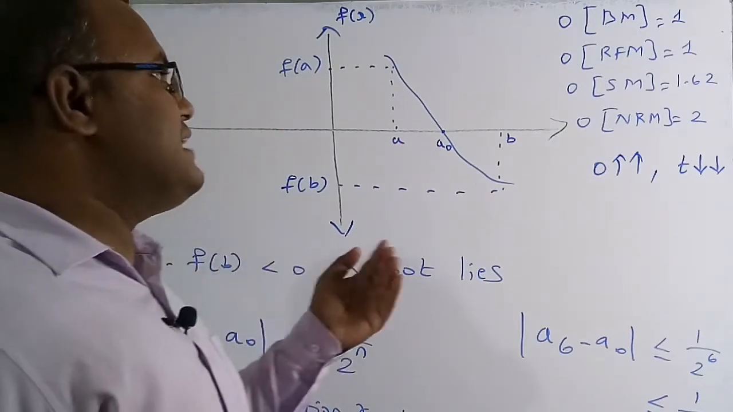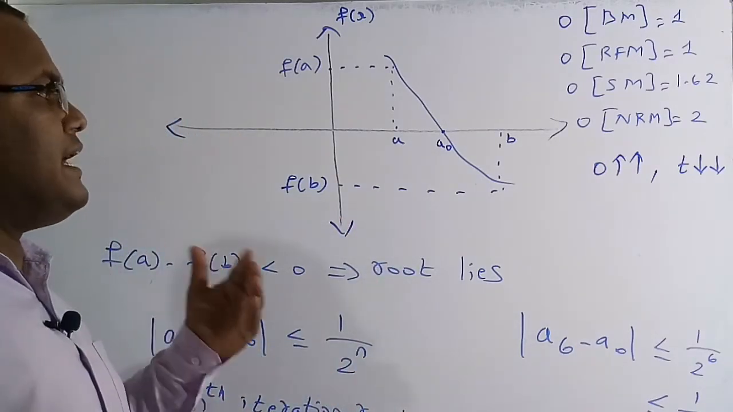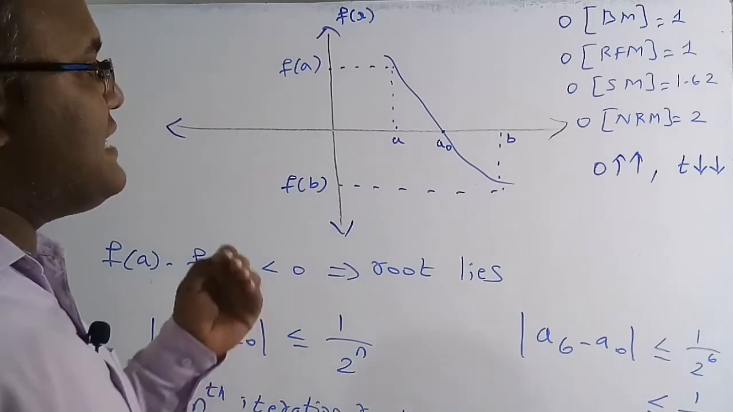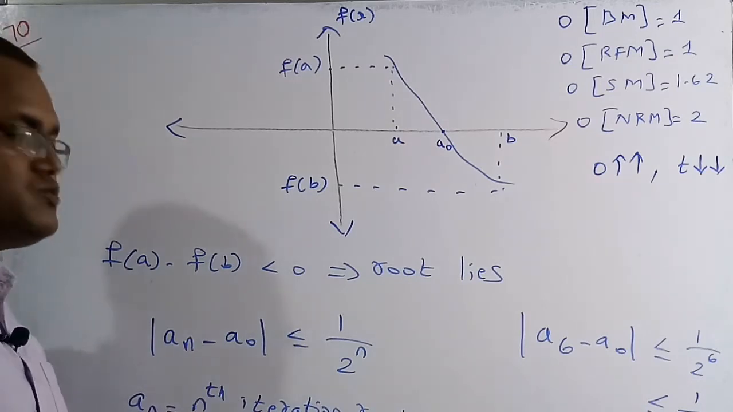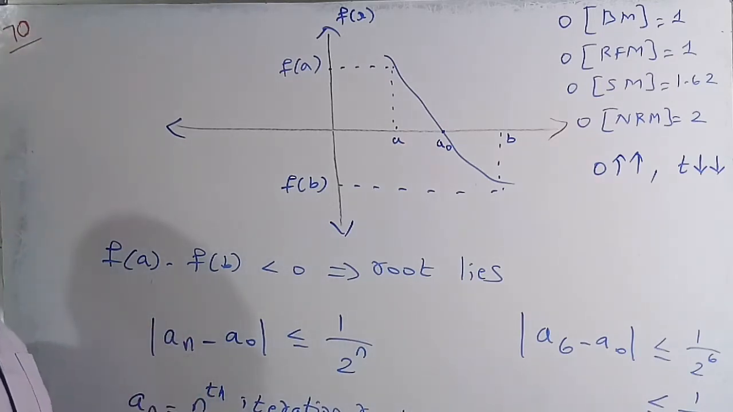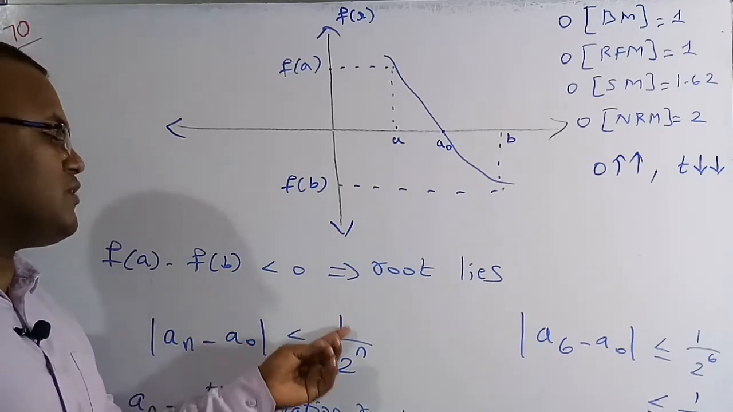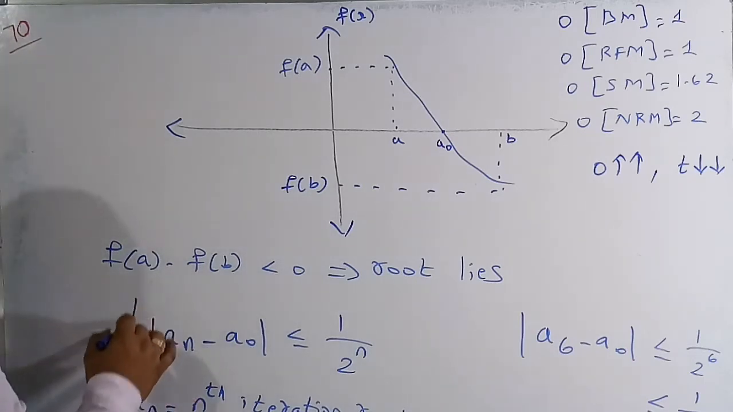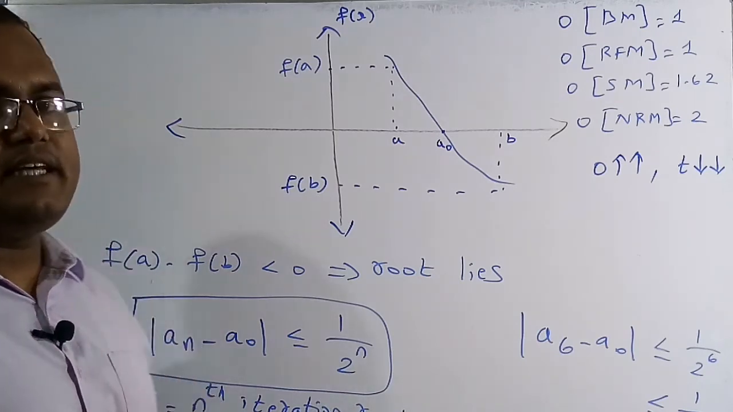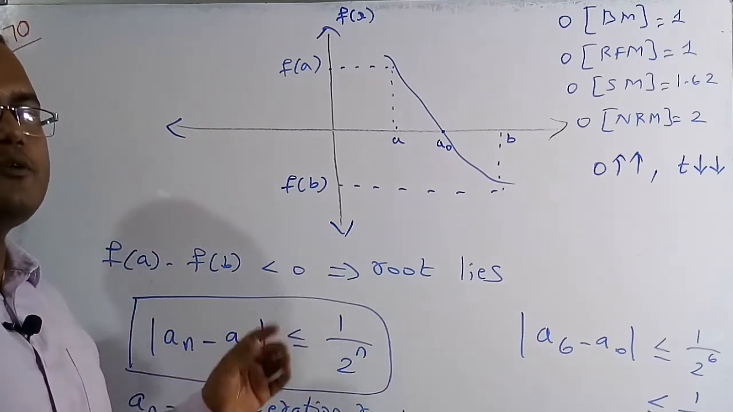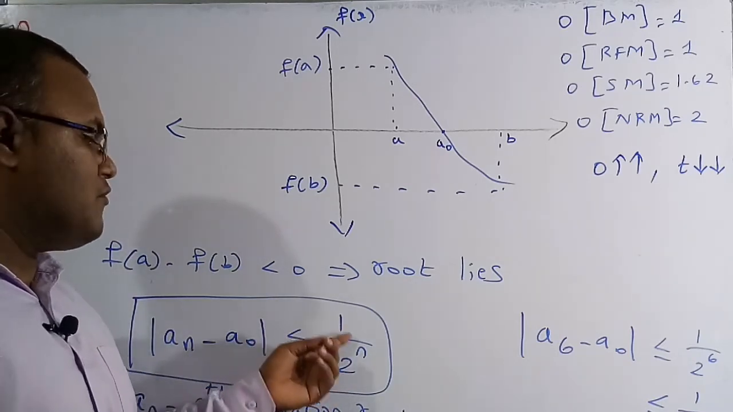Here we get some iterate values, called iteration roots. In the bisection method, after n iterations, the difference between the exact root and the nth iteration root is at most 1 by 2 to the power of n. This is an important formula in the bisection method. Its value is always less than or equal to 1 by 2 to the power of n; the maximum difference is 1 by 2 to the power of n.